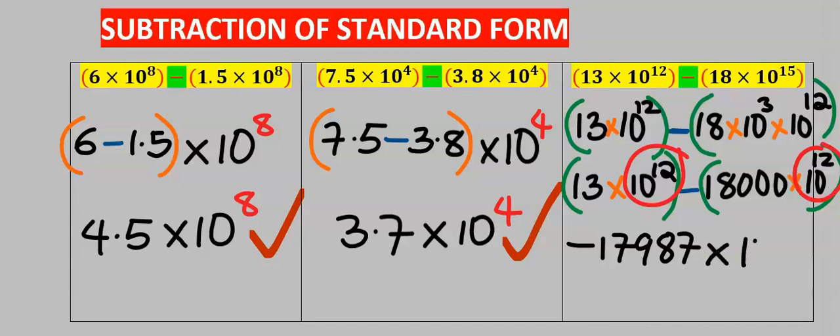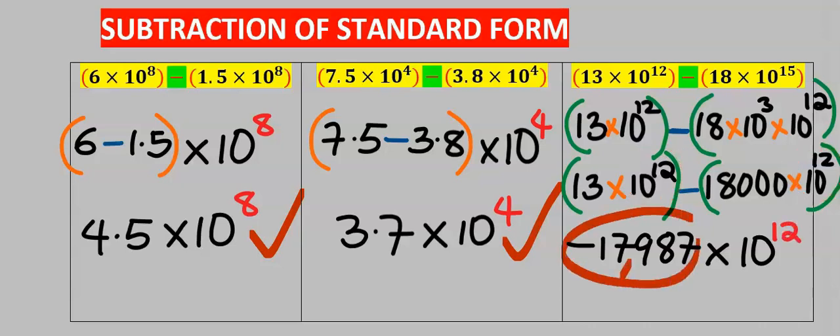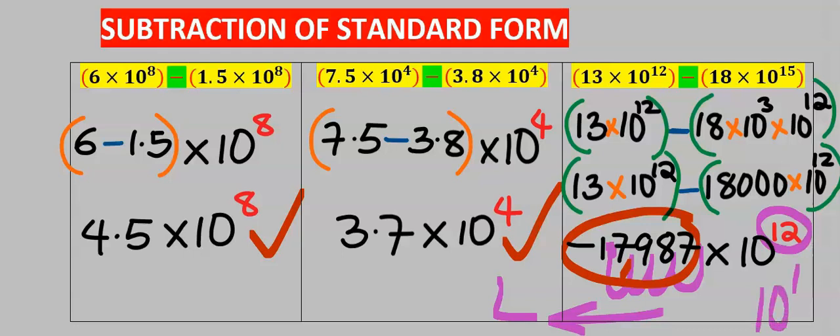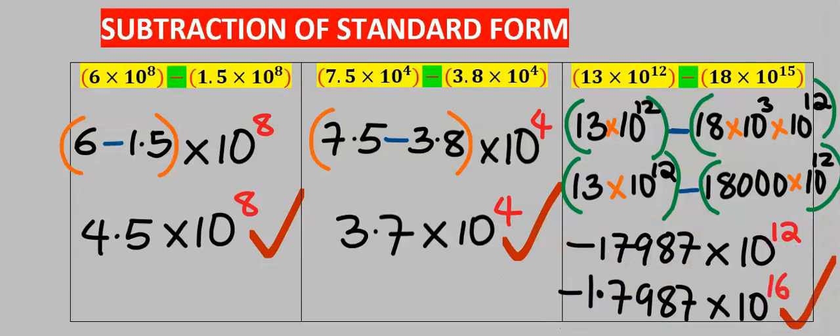Next, the 10 to the power of 12 are the same. Hence, I will just take only one, which is 10 to the power of 12. Next, this value is less than 1. Next, I will move the decimal from the back to 1, 2, 3, 4. And because my movement is towards the left, I will add 4 to this 12 to become 10 to the power of 16. And this is our answer.